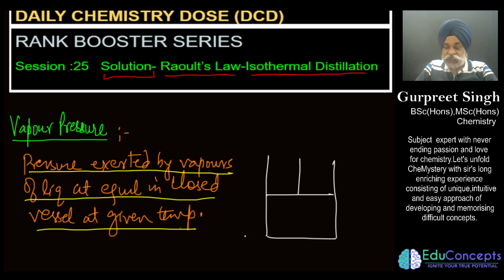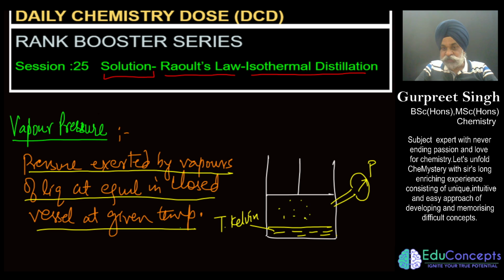Say for example, you have some evacuated vessel, and into this evacuated vessel you added some liquid. You are going to maintain the temperature of this system at T Kelvin, and now after some interval of time you would see some pressure coming. This pressure is because of the vapors produced within this system due to the establishment of equilibrium between the liquid and the vapor, and this pressure we call vapor pressure. Now let me explain it.